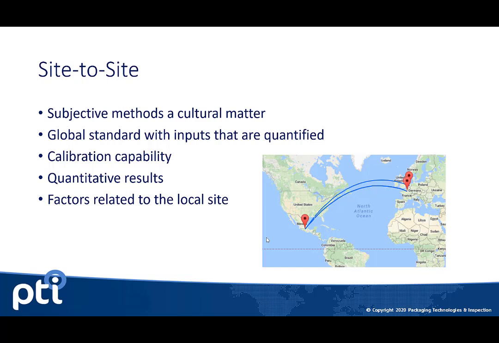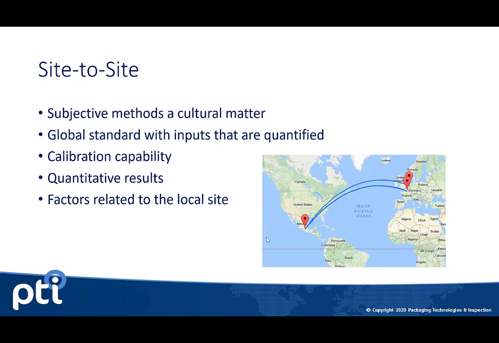So also when we're looking at choosing a new test method, we have to ask ourselves about site-to-site transfer. So you've selected a new method in Mexico City, now you have to transfer it to Europe. And if that's the case, you have to ask yourself, what are those inputs? And what is needed at the site where the test method is going to be transferred to? And if you have a quantitative test method, a method that has measurable inputs, that has a calibration capability, that is very valuable in starting that process for site-to-site transfer.